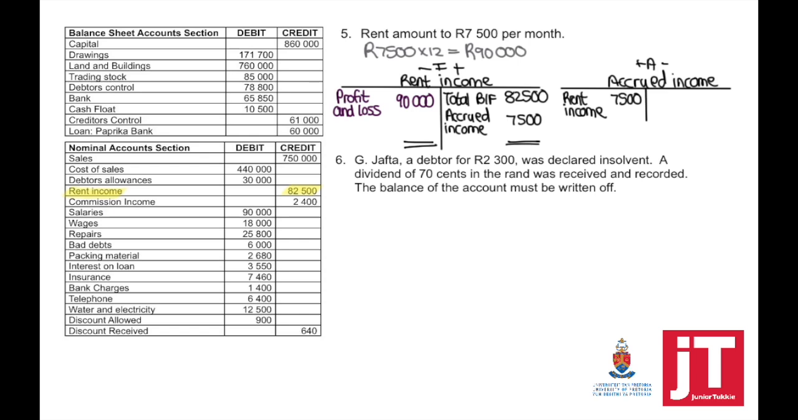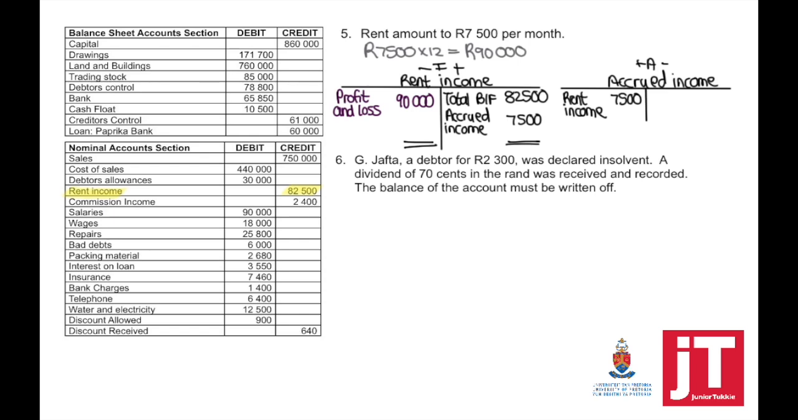Adjustment number 6. Jafta, a debtor for $2,300, was declared insolvent. A dividend of 70 cents in the rand was received and recorded. The balance of the account must be written off. So what is happening here? This debtor is declared insolvent, so we're only going to get some of the money, and the rest must be written off. Now, in this adjustment, it specifically said the amount received was 70 cents for every 1 rand which was outstanding.